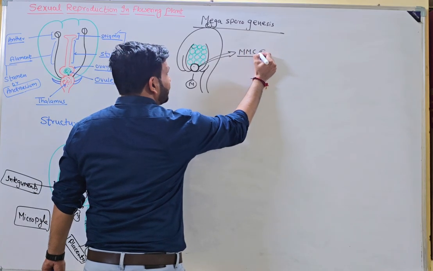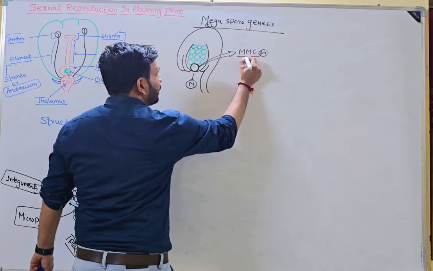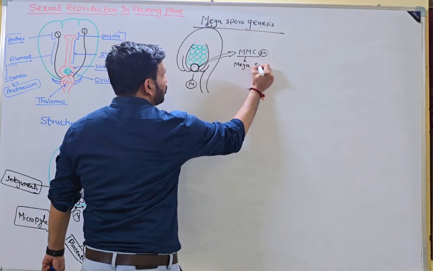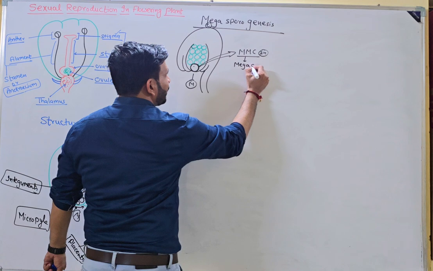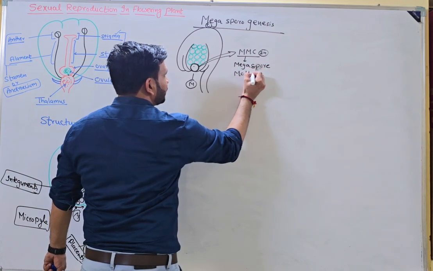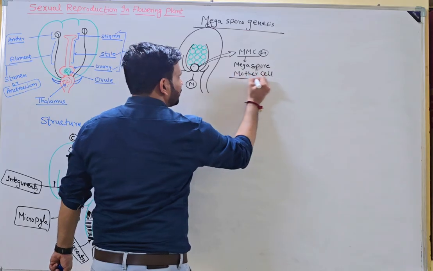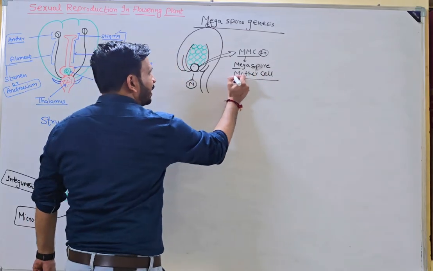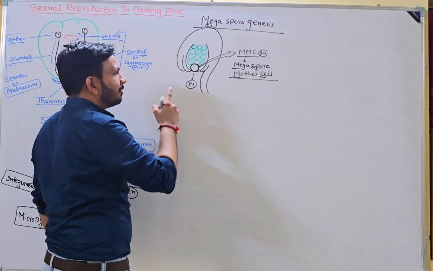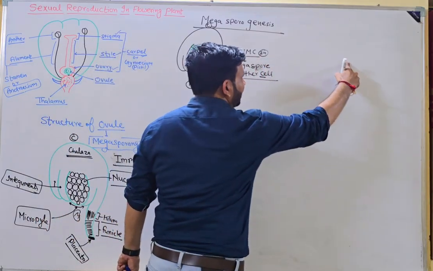It also has diploid ploidy. What is the full form of MMC? That is called megaspore mother cell. That is called megaspore mother cell.